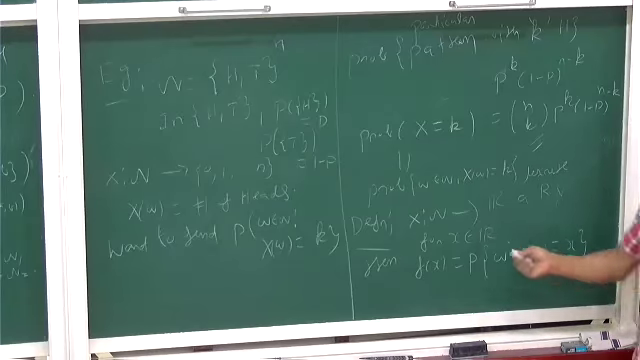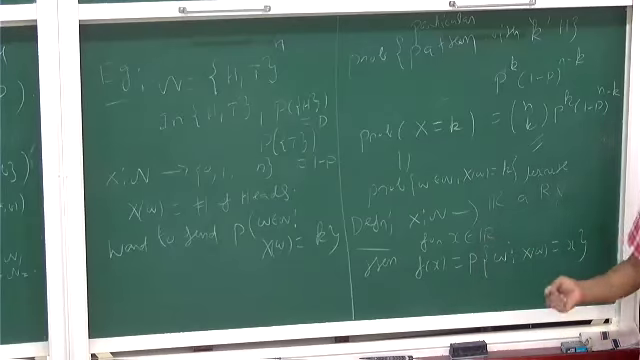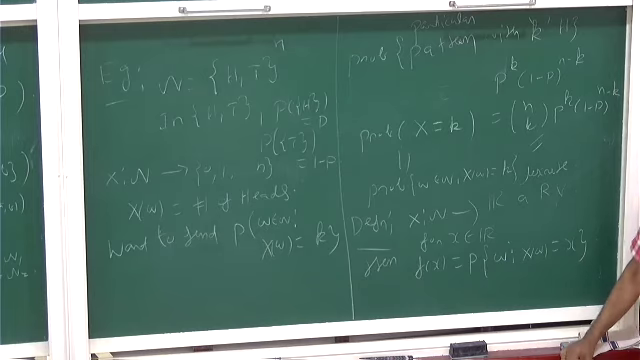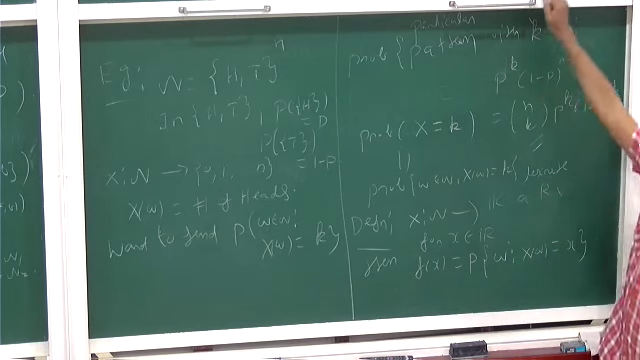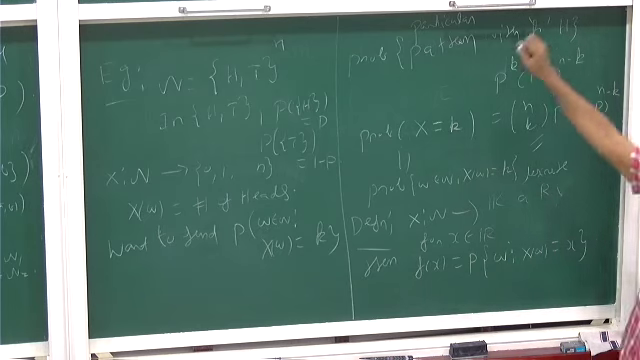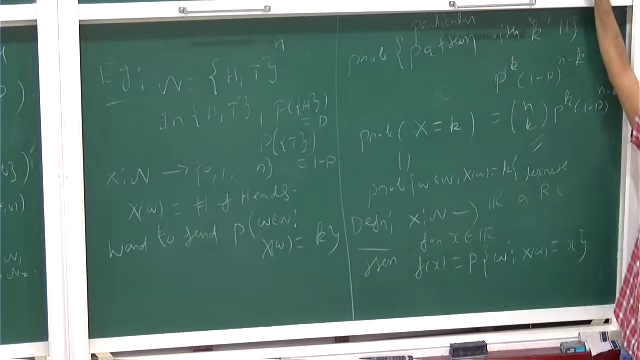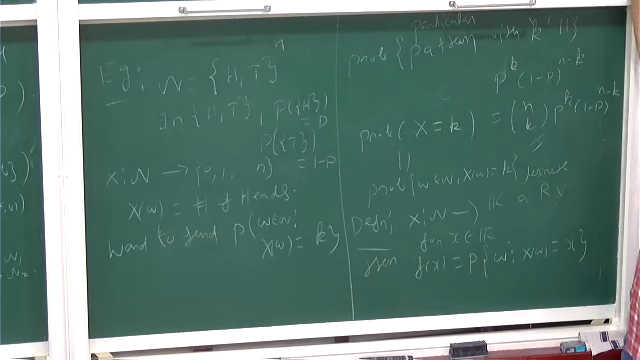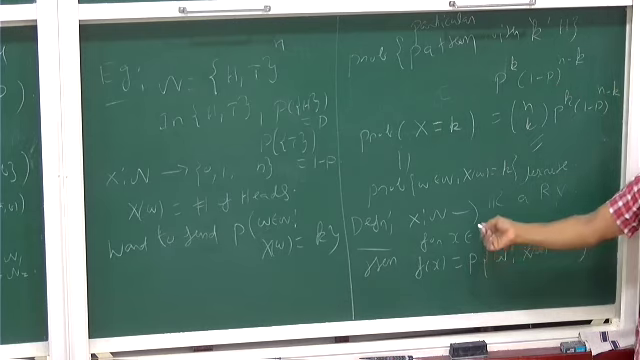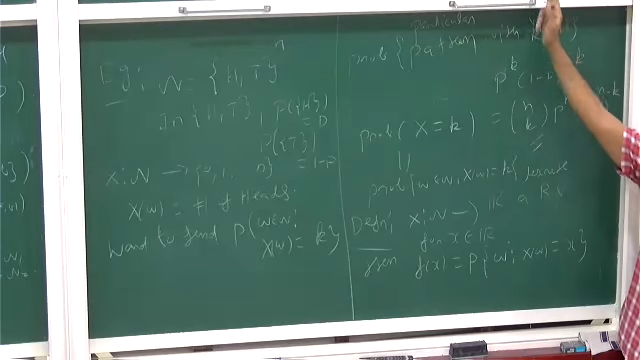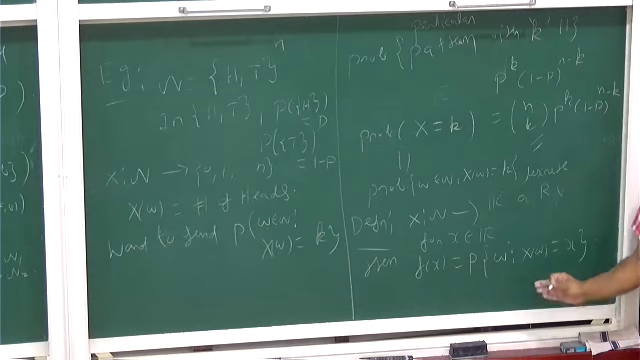But this is defined for all x in R. If x is not one of those countable values, then the set will be empty. There won't be any omega which is mapped to that, so the probability of the empty set is 0. Only for those xi's, the range of the random variable X, will this be positive, or possibly 0, but it is greater than or equal to 0 on this set. Outside this set, it is 0.